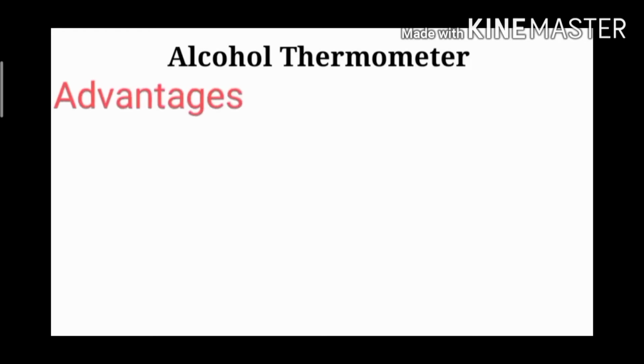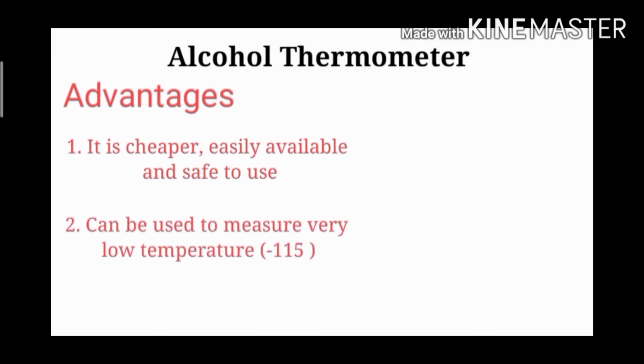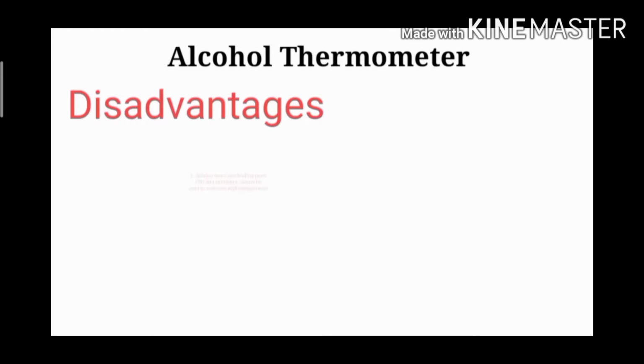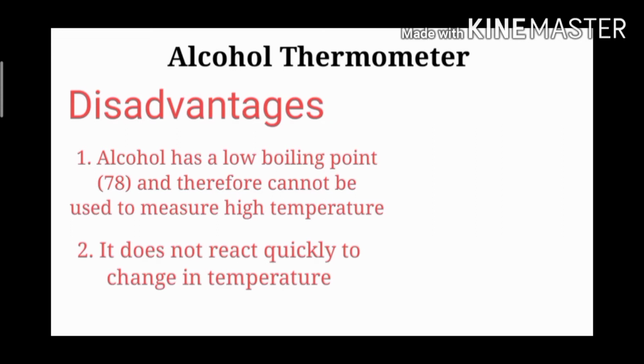Alcohol thermometer. The advantages are: it is much cheaper, easily available and safe to use, and we can measure very low temperatures up to minus 115 degrees. Disadvantages: alcohol has a low boiling point, that means 78. After 78 degrees we cannot measure high temperatures, and it does not react quickly to the change in temperature.